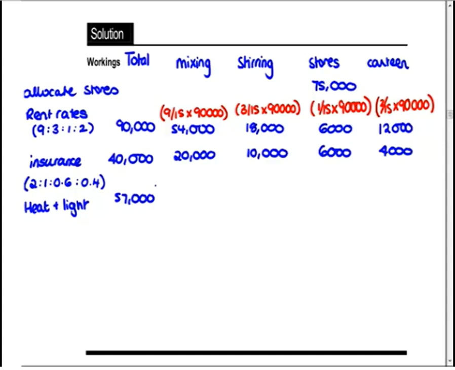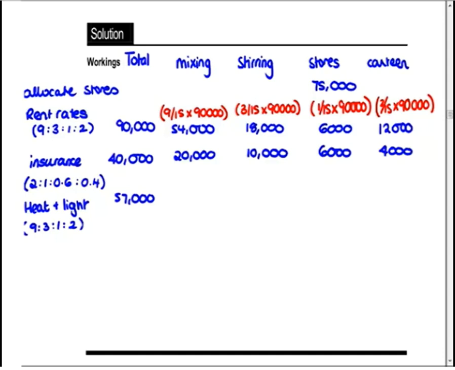Now you may have noticed that these are going to be allocated on the same basis as the rent and rates, so we're going to use the same proportions here. If you wanted to, for speed in the exam, you could have combined the 90,000 and the 50,000 to only do one apportionment. And those kinds of shortcuts will come with practice when you're more familiar with the material.